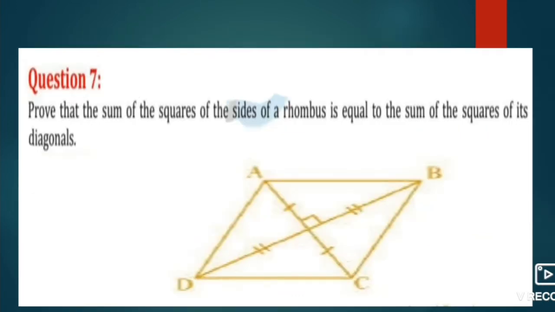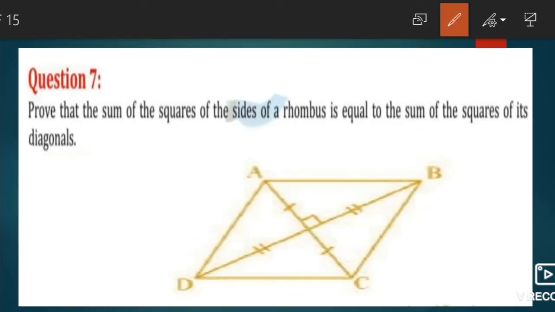Now question number 7. What is the question? Prove that the sum of the squares of the sides of a rhombus is equal to the sum of the squares of its diagonals. Here ABCD is a rhombus. You know that in a rhombus all sides are equal in length, that means AB is equal to BC equal to CD equal to AD.